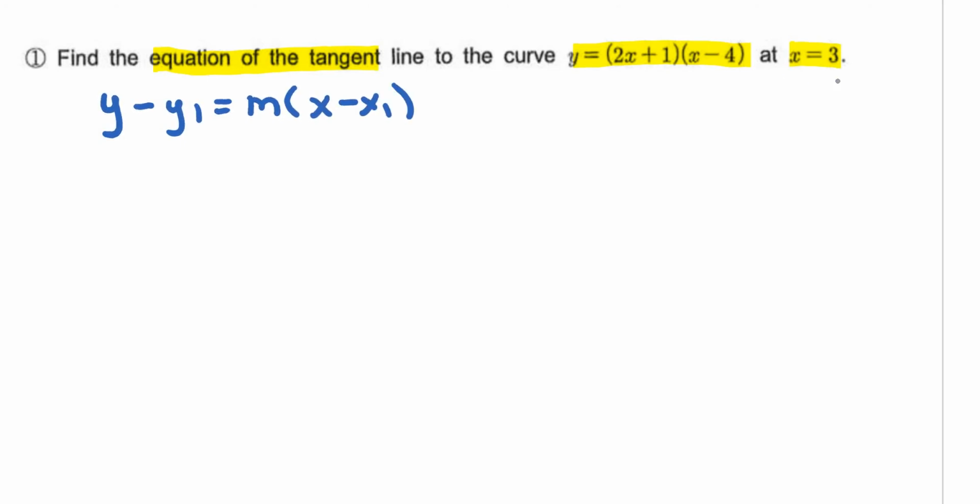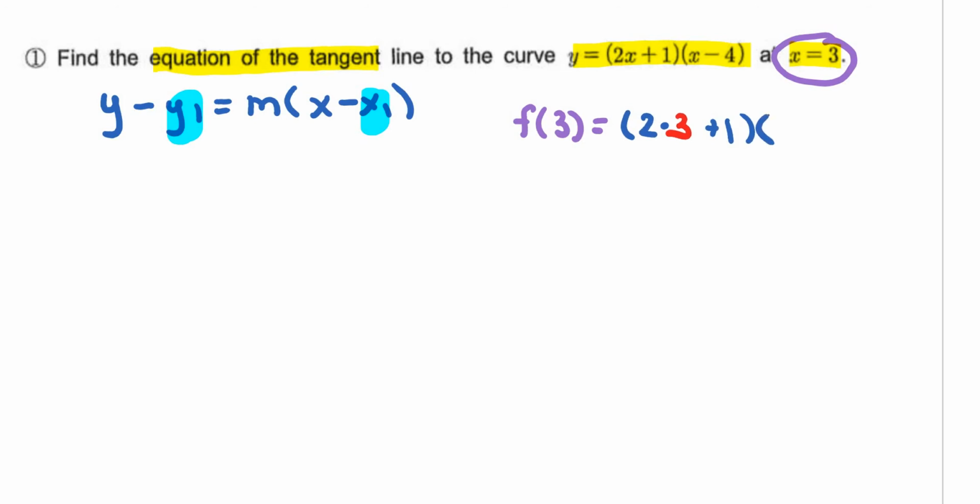Now we're given x equals 3. So let's go ahead and evaluate f of 3 here. My plan right now is to find the values of y1 and x1. x1 is going to be 3, but let's find the value of y1 by plugging 3 back into the original equation. So this will be (2 times 3 plus 1)(3 minus 4). We're essentially plugging 3 into the original equation.